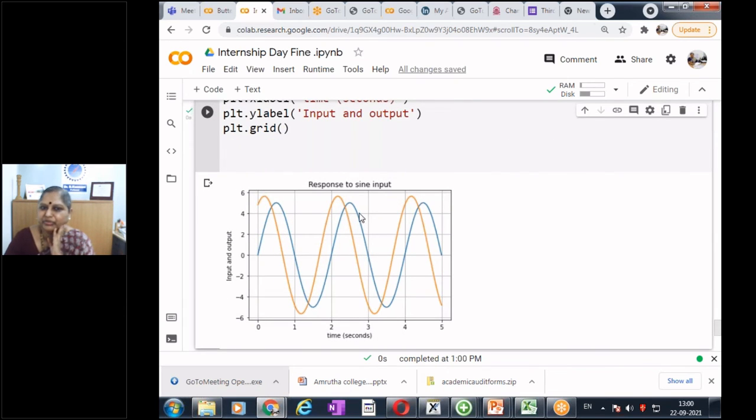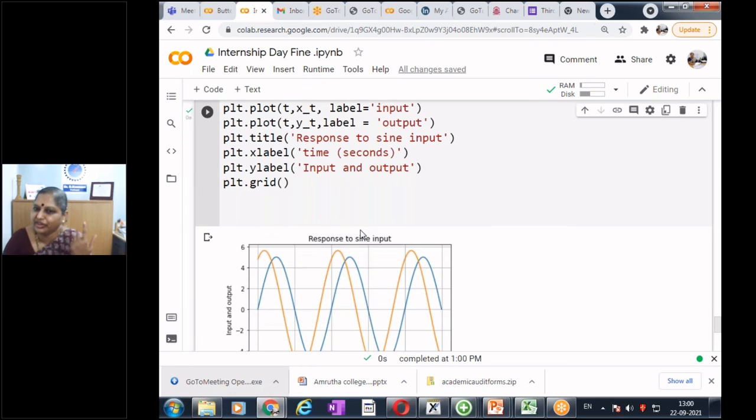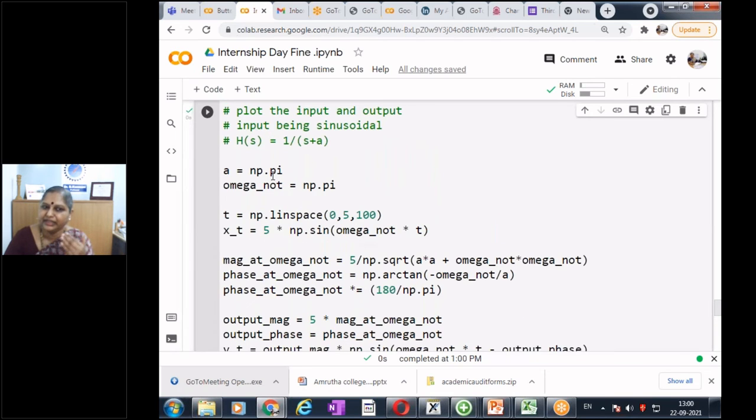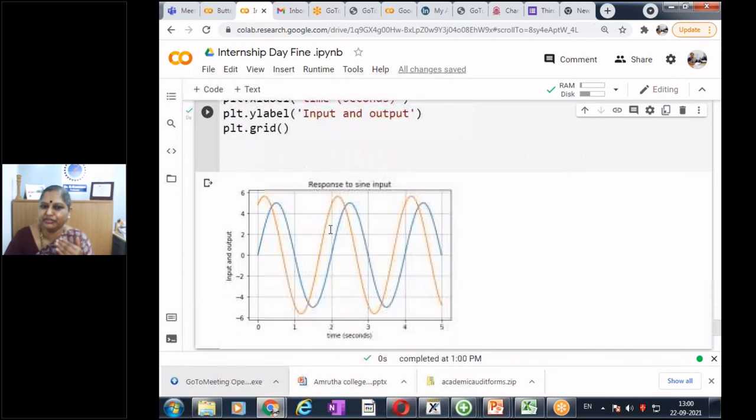See, I have my input, I have the output. What is my multiplication factor? At the 3 dB cutoff, we saw in the previous example, my cutoff is at pi, A equal to pi. At the 3 dB cutoff, my output is 0.7 times and there's a delay of 45 degrees.